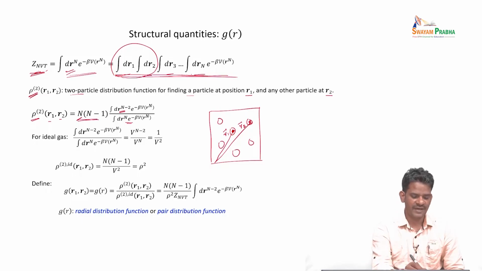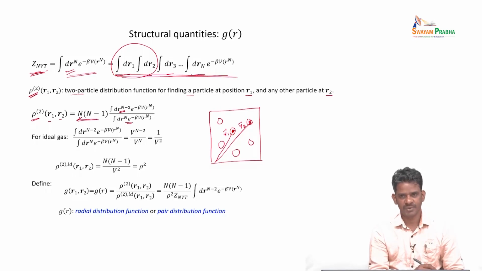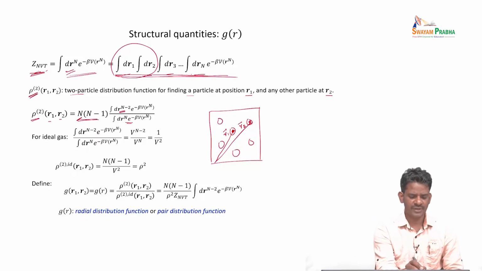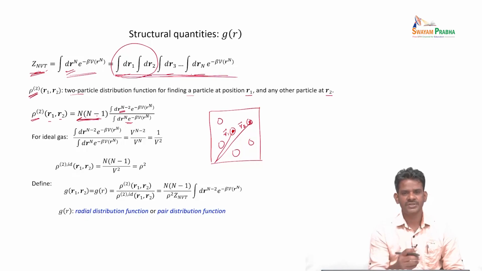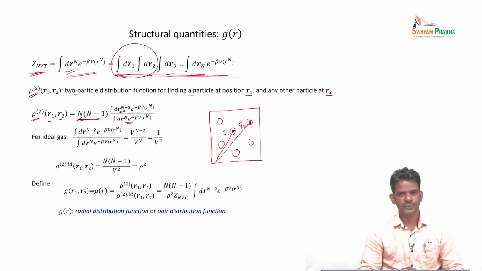So, we have a factor of n in choosing the first particle. Once I have chosen the first particle, the remaining are only n minus 1. So, I have to choose a second particle only from a population of n minus 1 particles. So, that gives a combinatorial term of n times n minus 1, that many number of ways you could choose 2 particles out of n particles.